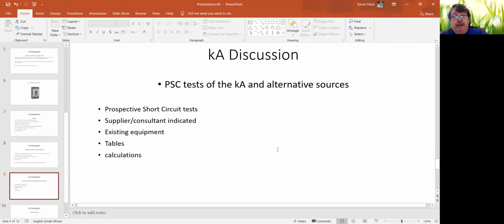All right, so we need to be able to establish a kA prospective short circuit level at the panel boards that we're busy testing. There are a number of ways that we can look at this and check on that type of thing. How do we generally get it? We can do a prospective short circuit test.